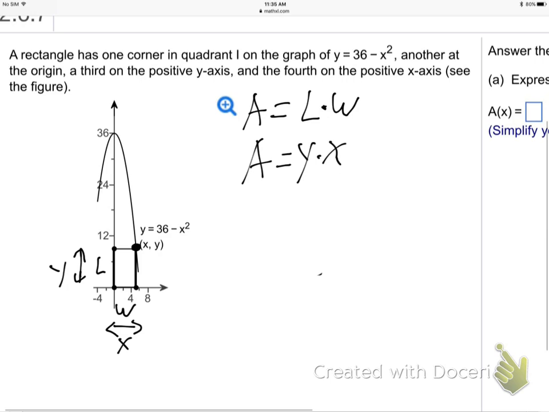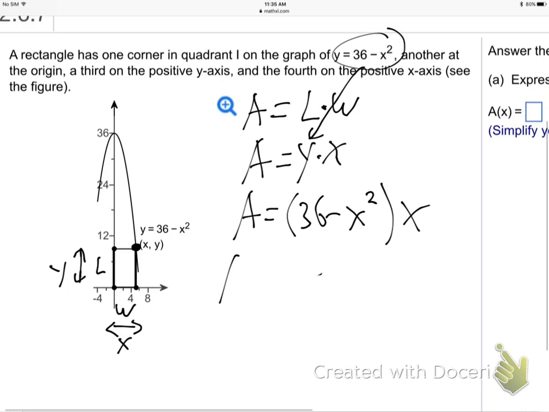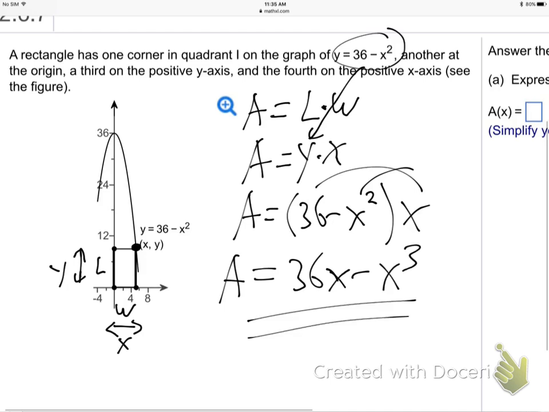And so now, you know the deal. Just take this, plug it in for y. So 36 minus x squared, times x. And then we can distribute, boom, boom, like that. And we'll get 36x minus x cubed. There's the area formula.